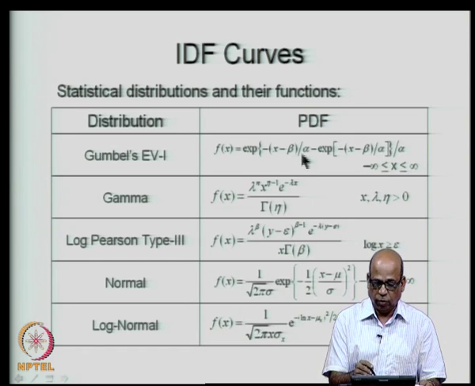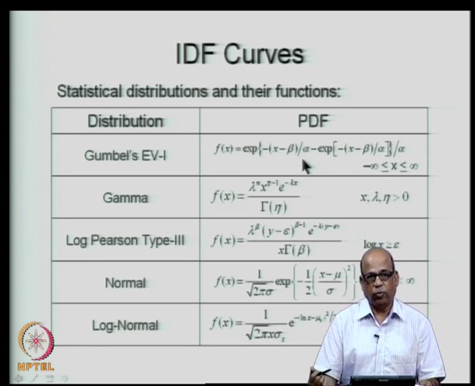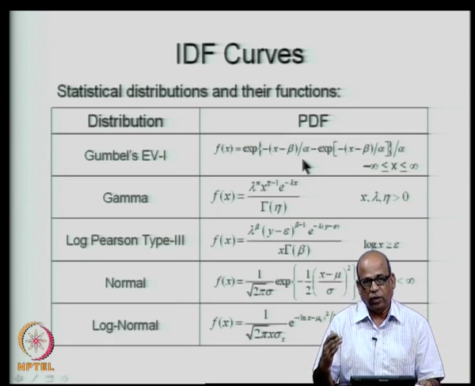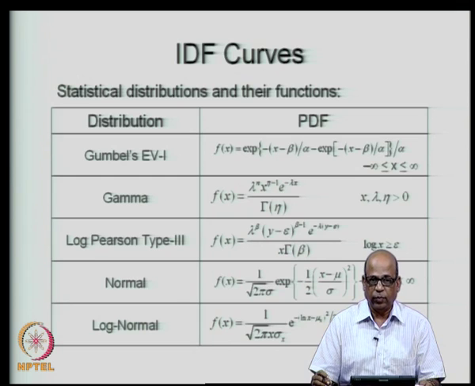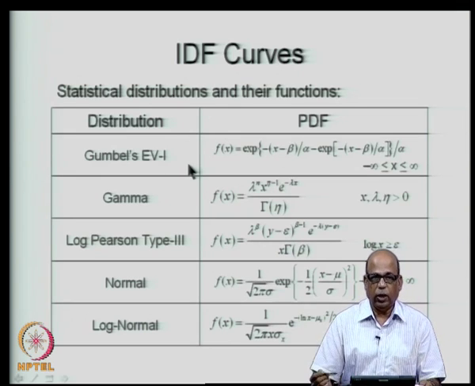transformation y is equal to x minus beta over alpha, in which case we express this as e to the power minus e to the power minus y, a double exponential distribution. So, the Gumbel's extreme value type 1 distribution is most commonly used for obtaining the IDF relationship.